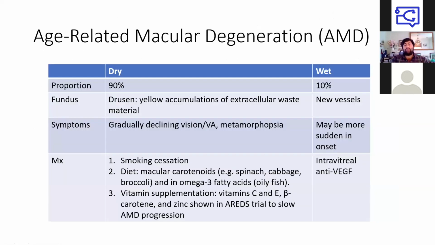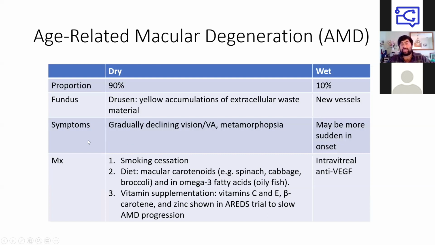Just as a summary table, I'm sure a lot of you are aware that there's this distinction between dry and wet AMD. Essentially, dry AMD is something we can't really do much about in terms of surgical management. Both of them are going to have drusen, yellow accumulations of extracellular waste at the back of the eye, which is what the drusen are.